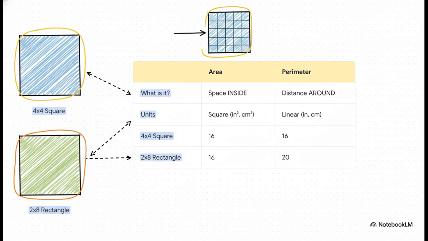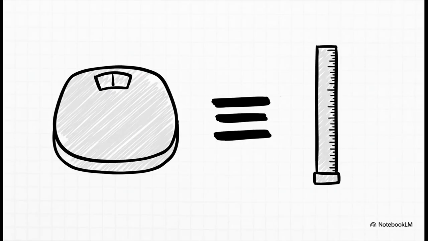And this shows the difference perfectly. Area is the stuff inside, measured in square units. Perimeter is the path around, measured in plain old linear units. This leads me to a huge, super common mistake people make. They try to compare area and perimeter, saying one is bigger than the other. You just can't do it. It's literally like comparing apples and oranges. One measures flat space, the other measures length. They're two completely different things.